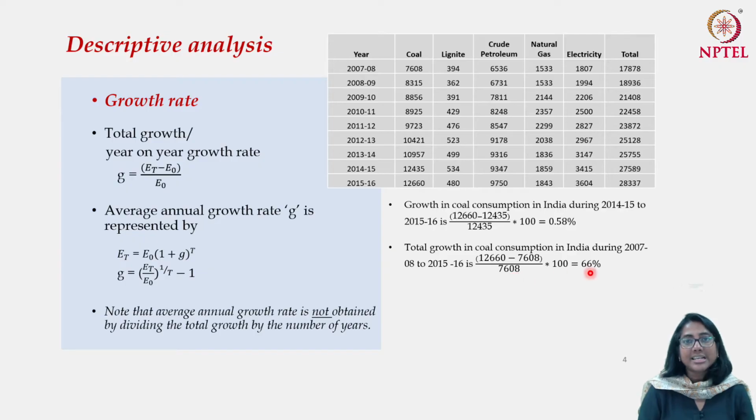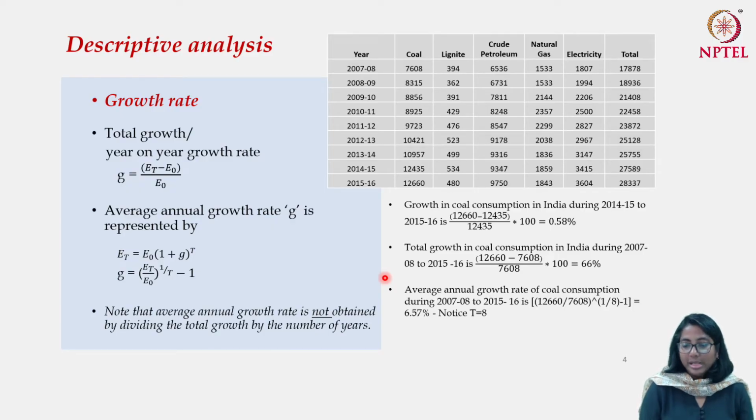So there is a 66% increase in demand over this particular period of time. And here also we are making use of this particular formula. The next question actually relates to average annual growth rate and what we are doing there. Here the question is, okay, we understand that there is a total growth of 66% in demand during this period. What is the average annual rate of growth?